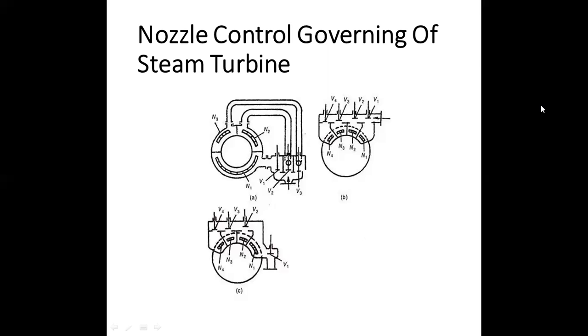This method is suitable for a simple impulse turbine. It is a process where the rate of steam flow is regulated depending on the opening and closing of a set of nozzles rather than regulating its pressure.